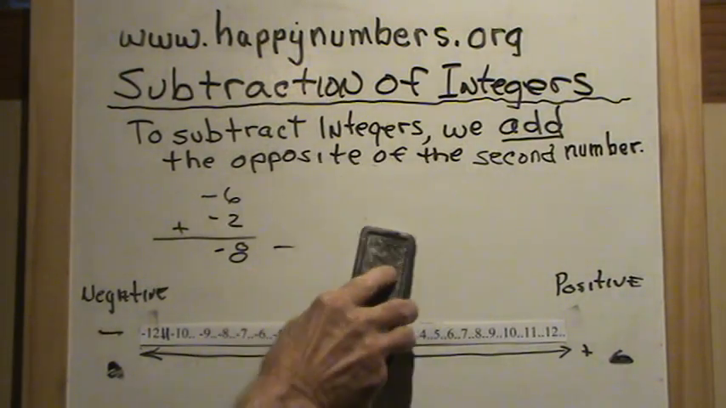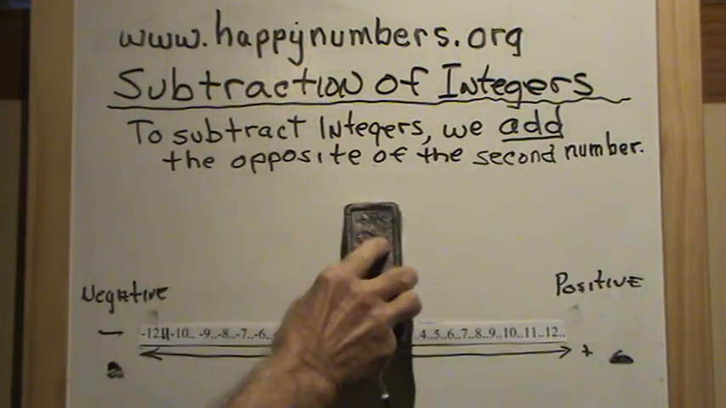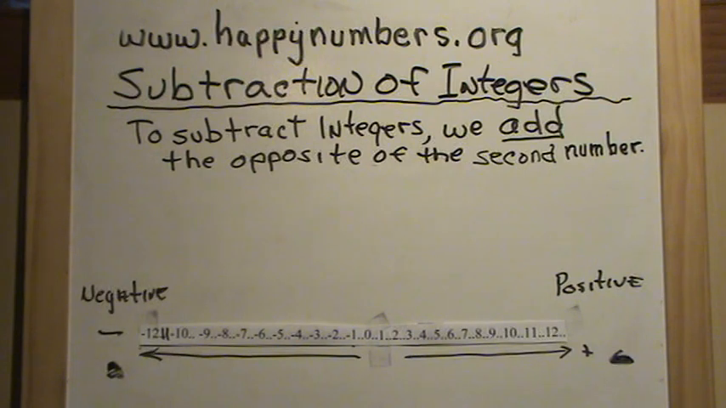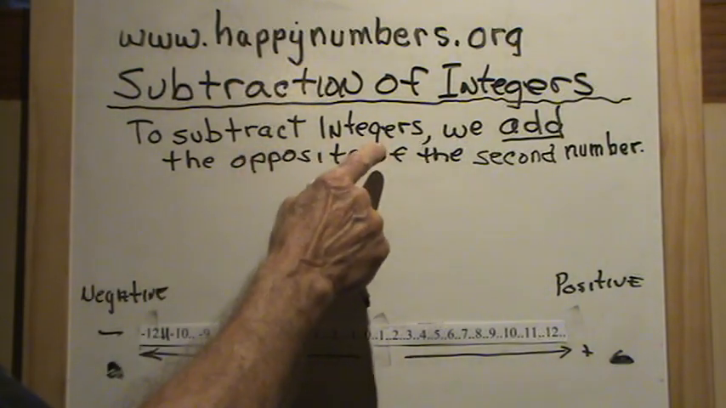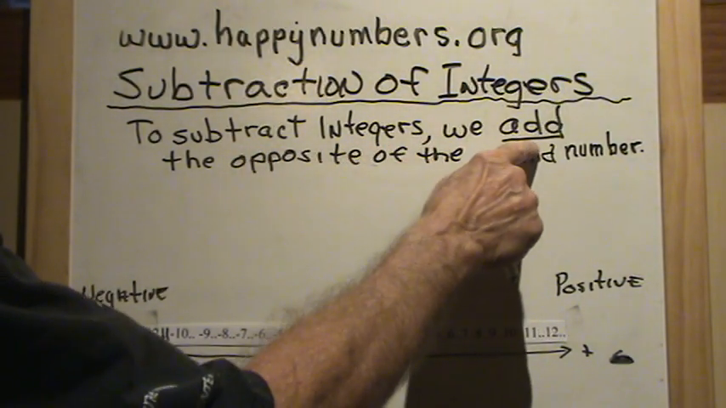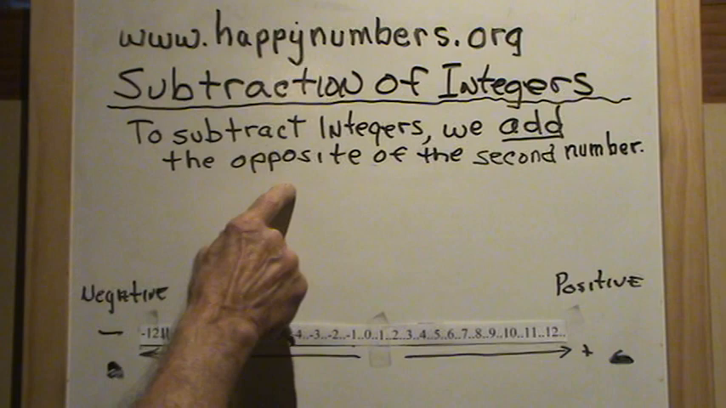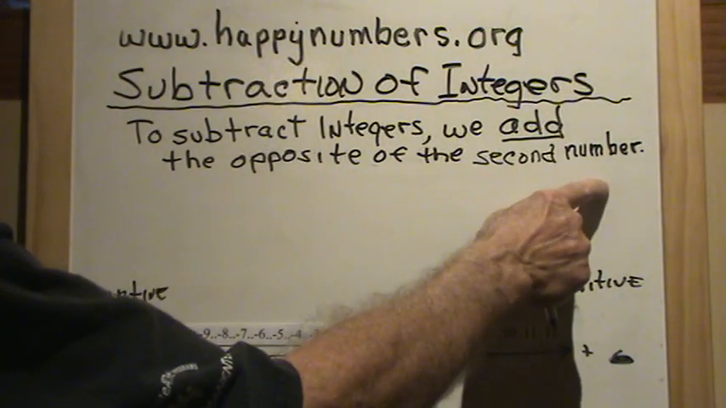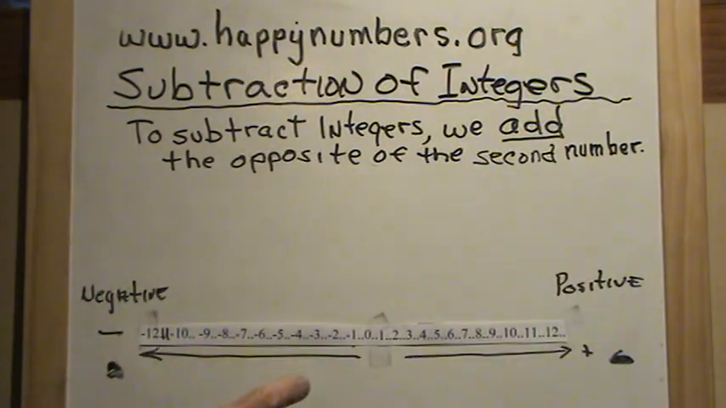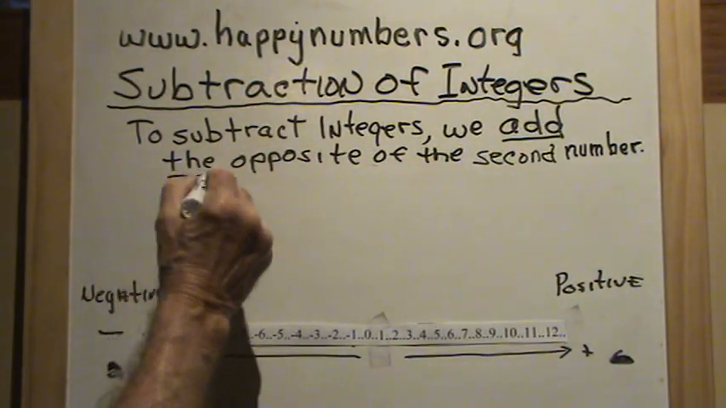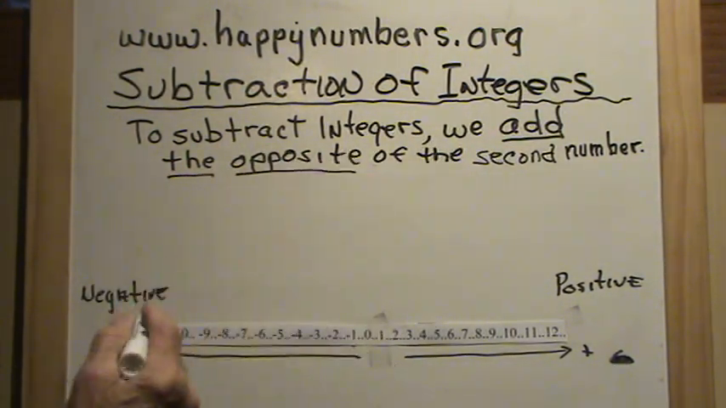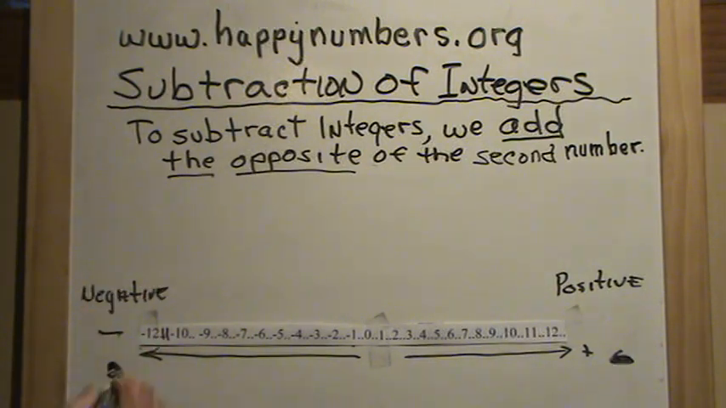And now let's take a look at subtraction of integers, which is a little sort of strange when you first see it. To subtract integers, we add the opposite of the second number. Now I know that sounds strange. We're subtracting, but we're adding the opposite. We're adding the opposite. That's the key concept. Let's take a look at a simple problem.